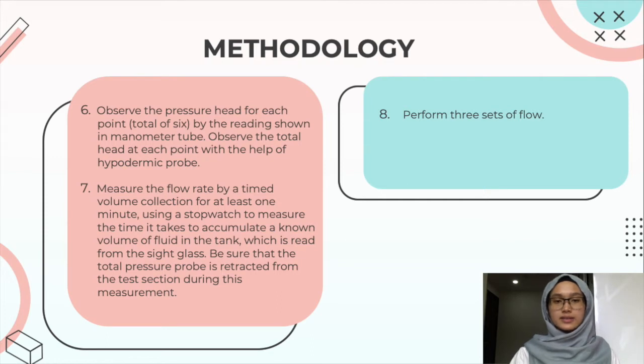The seventh step, ensure that the total pressure probe is retracted from the test section. Measure the flow rate by the time volume collection for at least a minute. Use a stopwatch to measure the time it takes to accumulate a known volume of fluid in the tank from the side glass. The last step, perform 3 sets of flow.